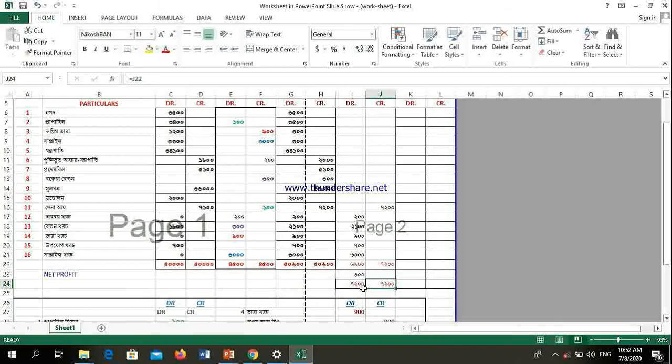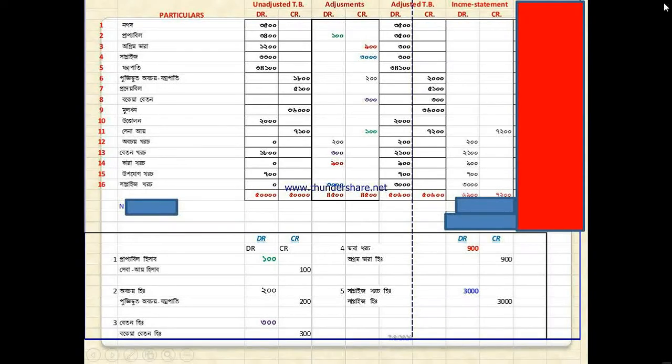300 taka. This 300 will be treated as net profit, because in this case the expenses amount is smaller than the revenue amount. This is why net profit will be raised. So here 300 taka is the net profit. Now the question may arise in your mind, which will be the financial statement? So it is time to calculate the financial statement.